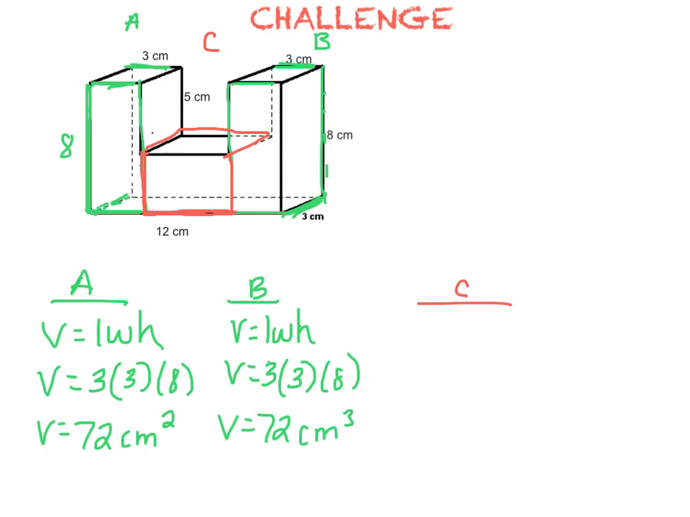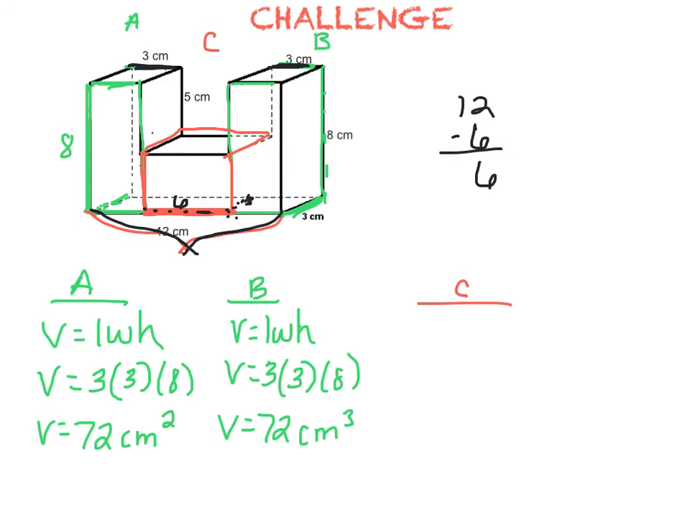Here, the length is only this part. This whole side is 12. So if I'm just looking for this red part, that's not going to be 12. But I know that this whole side is 12. I also know that 3 centimeters is taken up on this side and 3 centimeters is taken up on this side. So that's 6 centimeters that's already gone, which means this tiny part is 6 centimeters. The width is still going to be 3. That didn't change. Now I just need the height.